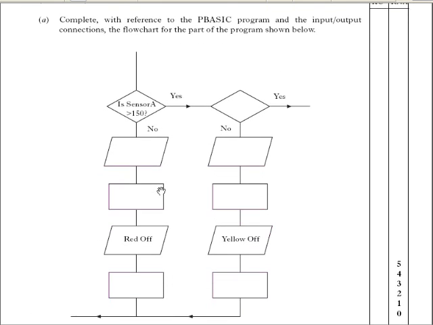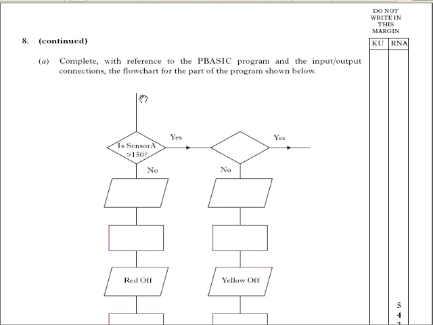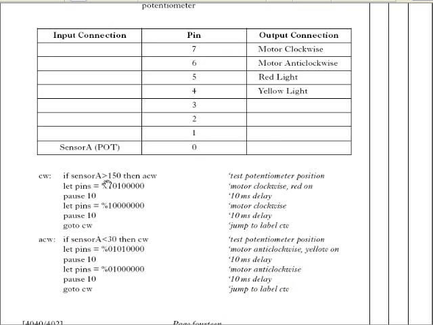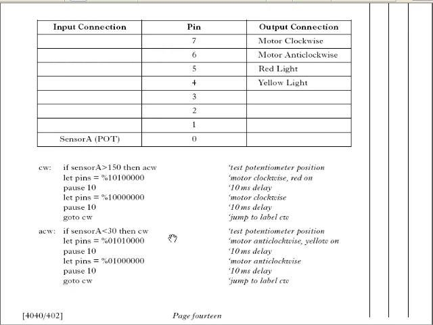So here's the flow chart. Is sensor A bigger than 150? Well, if it's not, it does this, and if it is bigger than 150, it does that. So let's just flip back to the other question. Is sensor A bigger than 150? Then anti-clockwise. So we need to put the yellow on, and the motor needs to go anti-clockwise. So it's bigger than 150, hang on, it's bigger than 150 and less than 30.